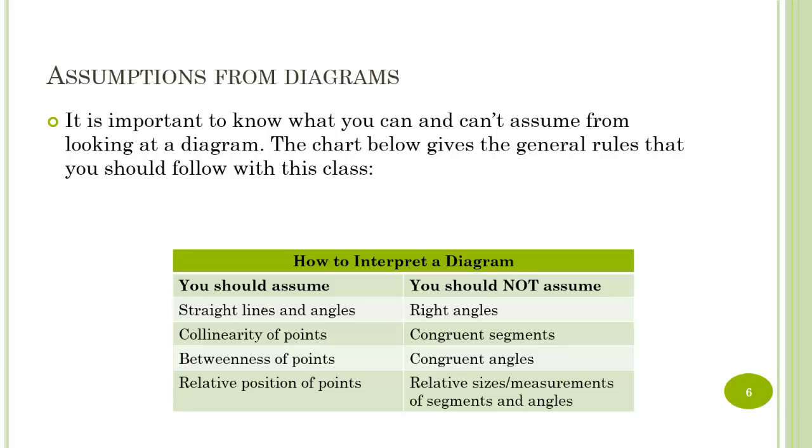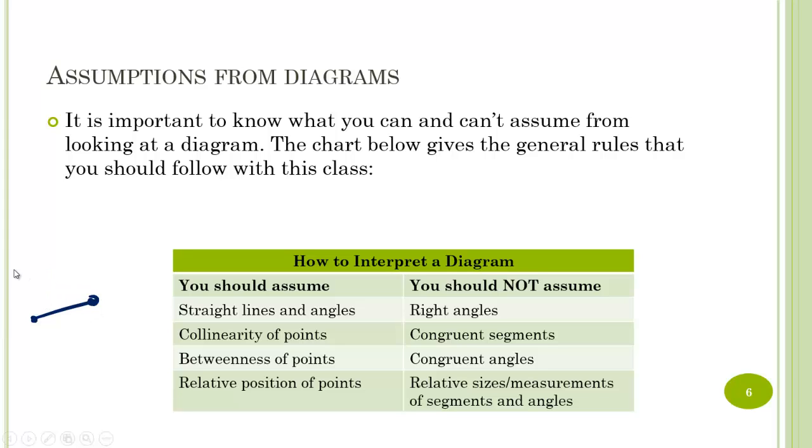These are things you can and should assume. Straight lines and angles. So if you have 3 points that are connected, you can't assume the type of the angle, but you can assume it's an angle.